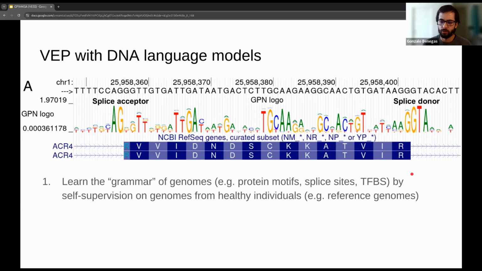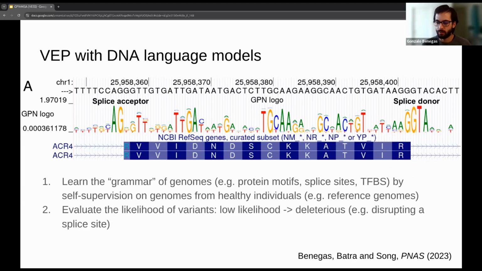And the idea is, again, to use the likelihoods of a variant to predict whether there's constraint, or whether it's going to be a change in fitness of the sequence. For example, in the splice donor, let's say a mutation from the G to an A. The A will have a very low probability. So that is what we're going to call a predicted deleterious mutation.